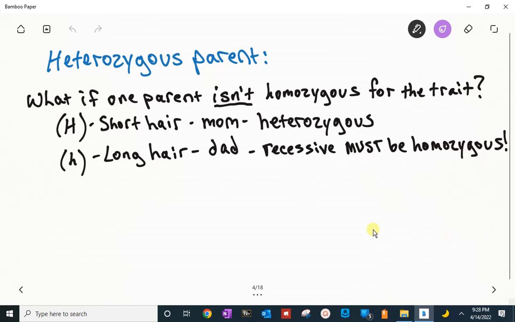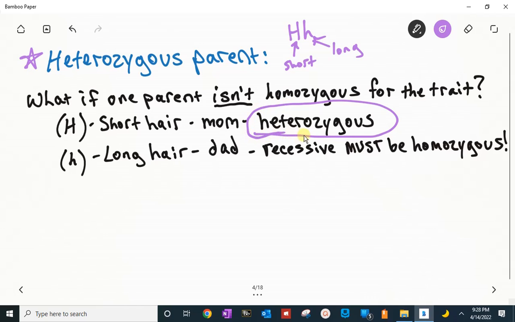So now what if we have a heterozygous parent? So we said homozygous, homo means same, so heterozygous means different. So a heterozygous parent would have one capital H and one lowercase h. Because see, they're different. One would code for short hair and one would code for long hair. So what if one parent isn't homozygous for the trait? So what if the short-haired mom cat is heterozygous for this trait?